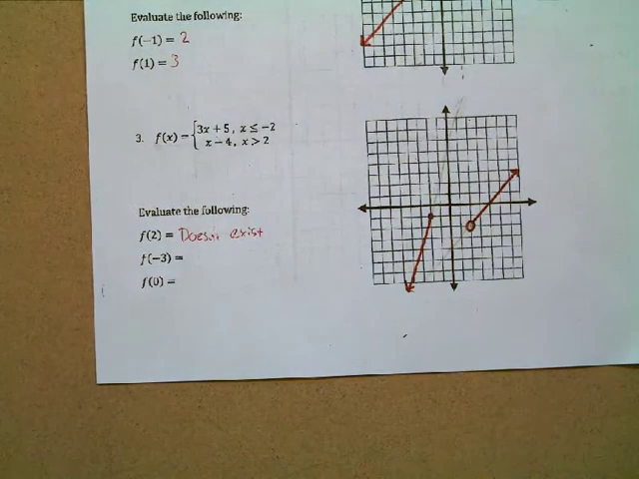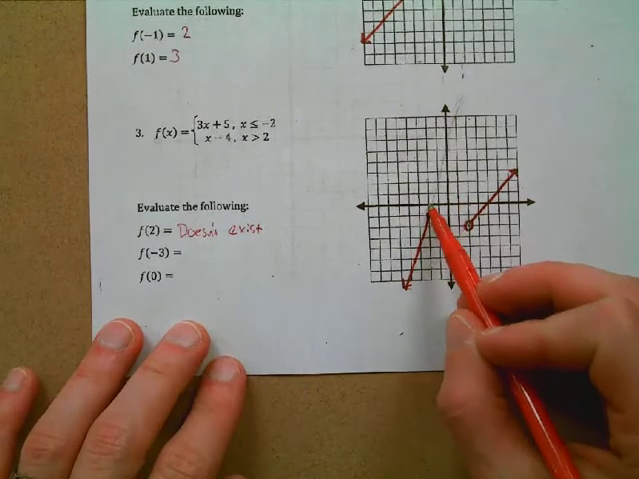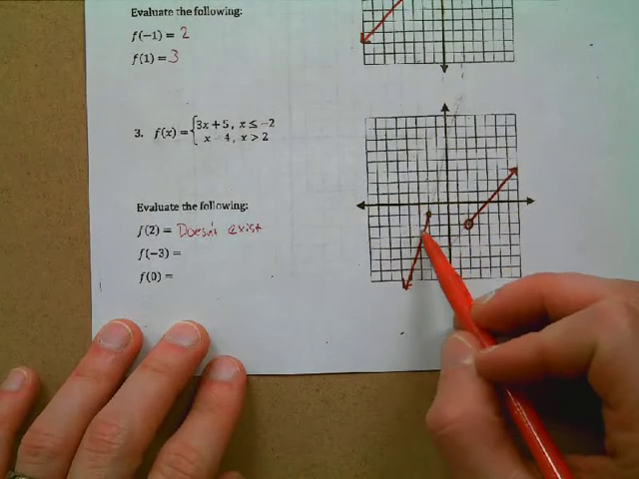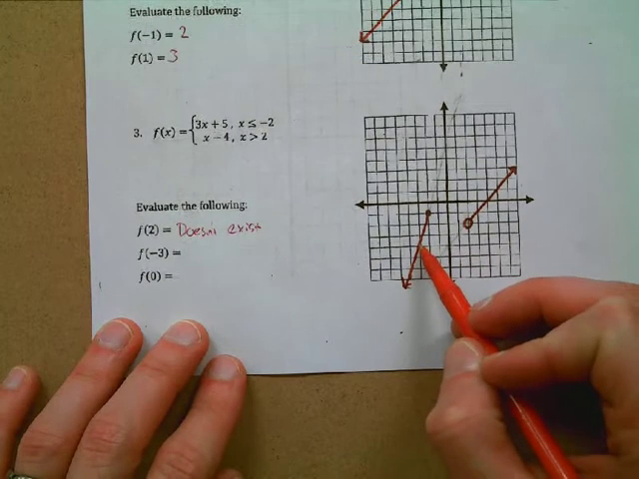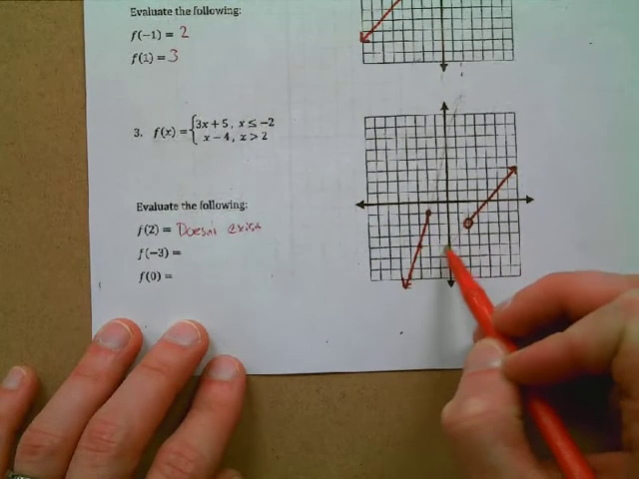What about at -3? What's f of -3? Well, let's go -1, -2, -3. We'll go down to right here. I think that's the point. Okay, right there. The y-coordinate there is -1, 2, 3, 4. So -4.